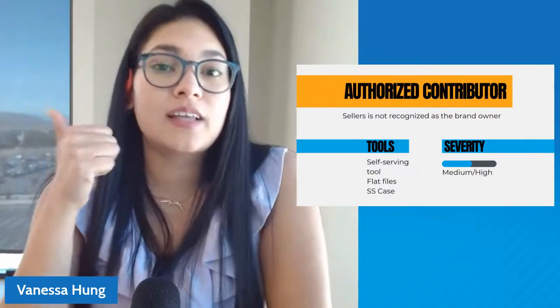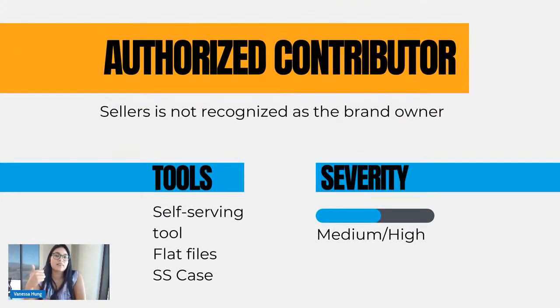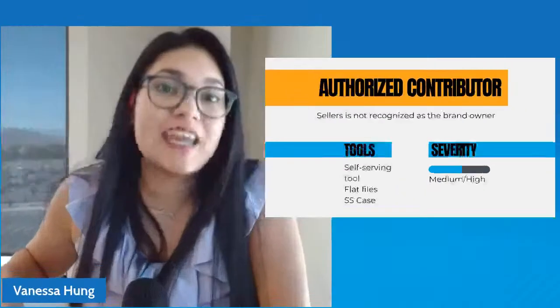What are our tools to fix that? So obviously the self-serving tool, because when you run it through it, you're gonna recognize that that's type number 2 of the catalog issues. Then flat files, seller support cases, this is like 50-50. 50% of the time you can solve it through flat files, 50% of the time you need to solve it through cases. And the severity is medium to high, depending on the situation or the status of your brand registry. This could be a very high level issue that needs to be run through the leadership team on the brand registry, or this could be medium, which is just a simple discrepancy in one ASIN.